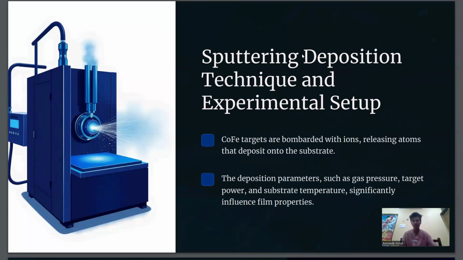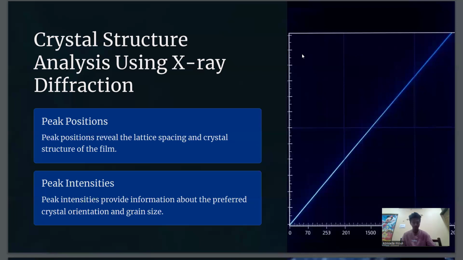Sputtering deposition techniques and experimental setup. This is a photo of the experiment, sputtering deposition technique and experimental setup. CoFe targets are bombarded with ions, releasing atoms that deposit onto the substrate. The deposition parameters such as gas pressure, target power, and substrate temperature significantly influence film properties.